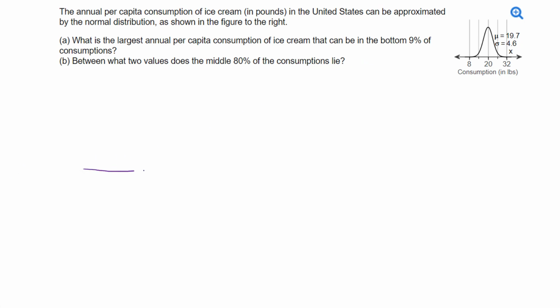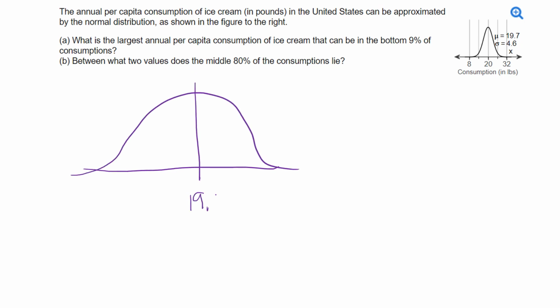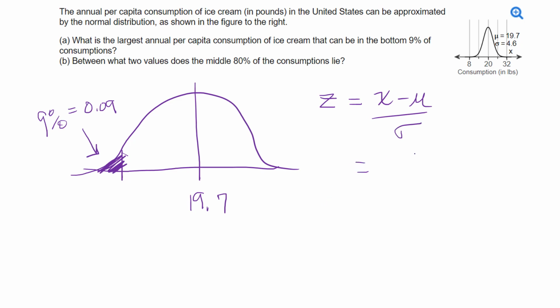So let's draw this a little bigger here. So there's my mean, and I want the bottom 9%, which, if I'm going to look this up in a z-table, I'm going to put that in decimal. So what I'm doing is this formula, and I have the mean, 19.7. I have the standard deviation. I can look up the z value in my z-table, and I'm trying to solve it for x.